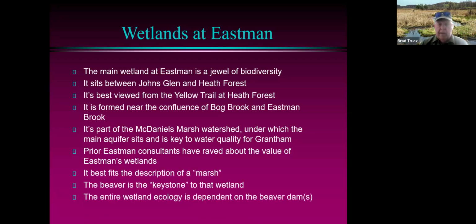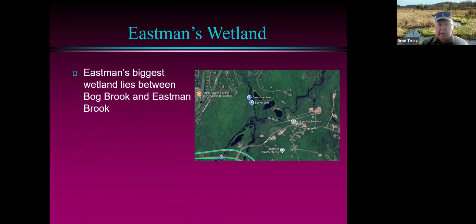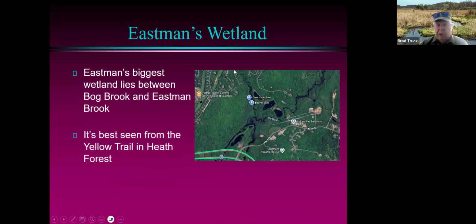The entire wetland ecology is dependent upon the beaver dam and the subsequent beaver pond and canal system. So here's a map that basically shows here is Eastman Brook, here's Bog Brook, and this whole area in between here is a big marshy area. Here you see the polishing ponds that are over in Johns Glen. So again, it's a huge wetland here, and it's really created by a series of beaver dams.